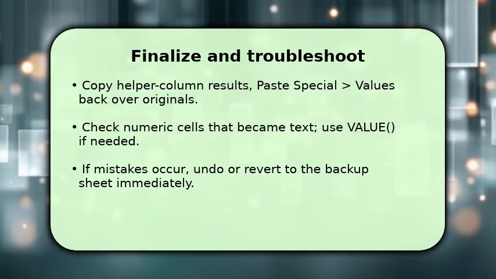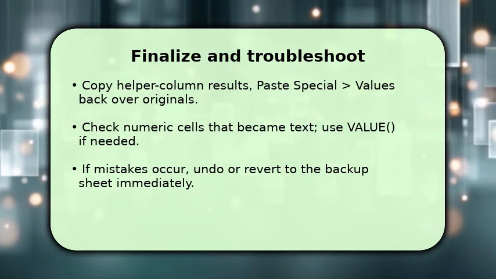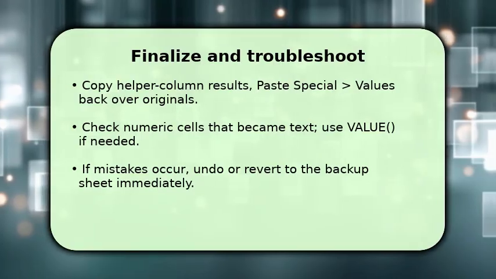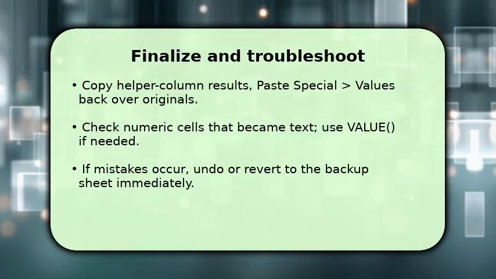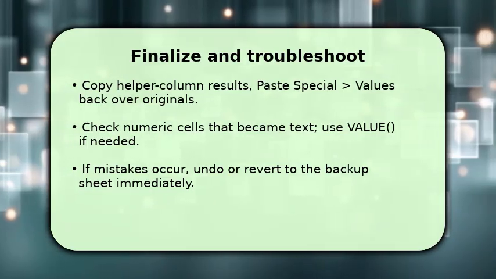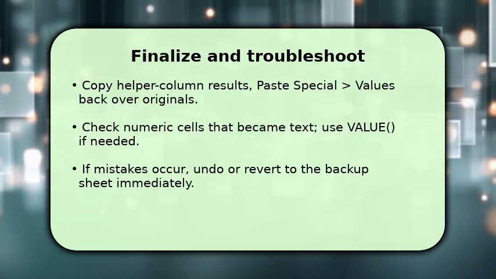Finish by replacing originals. Copy your helper column, then paste special values over the source range so formulas are removed. Once done, verify numbers. Removing dashes may convert numeric text. Use VALUE or text to columns to restore numeric types.